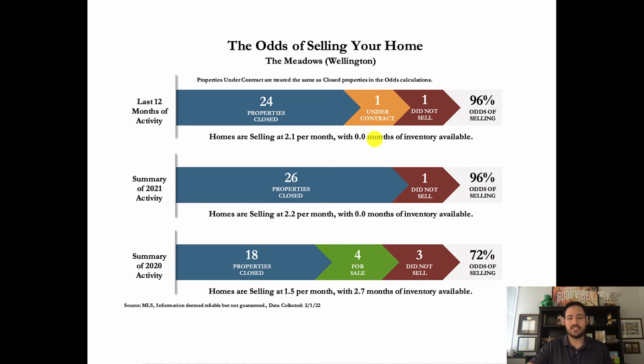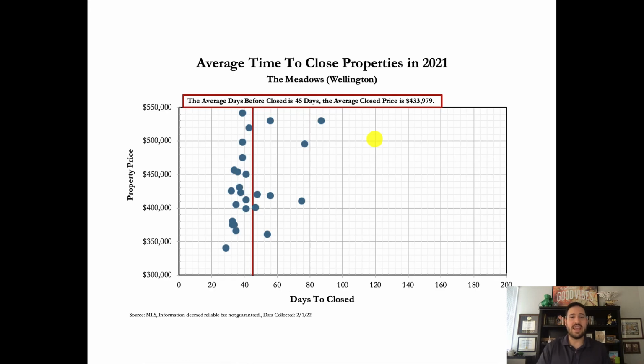It's reflected in the next graph, which shows the average time before closed. Imagine you put your house on the market and someone brings an offer in. In most cases, the contract is 30 to 45 days. Here, the average days before close is 45 days. Homes are moving fast right now in your neighborhood. The average close price is $433,000. That doesn't mean that's where your price would be, but it shows that from lower to higher, they're all selling pretty fast. A couple took a little longer to close, but in most cases they're all around this 45-day range.